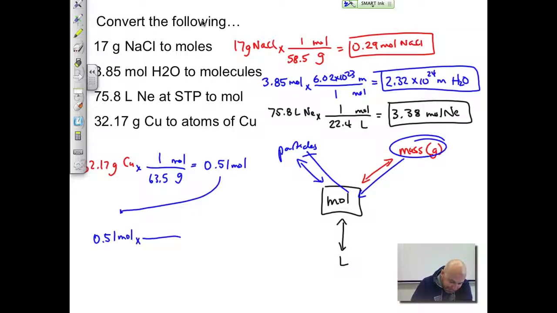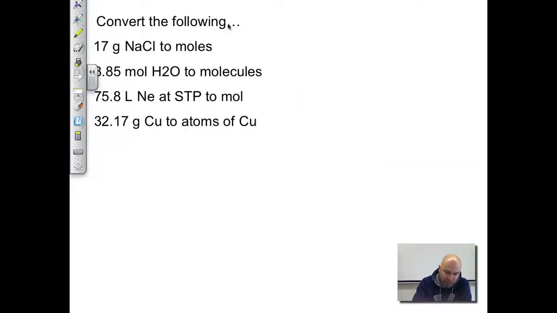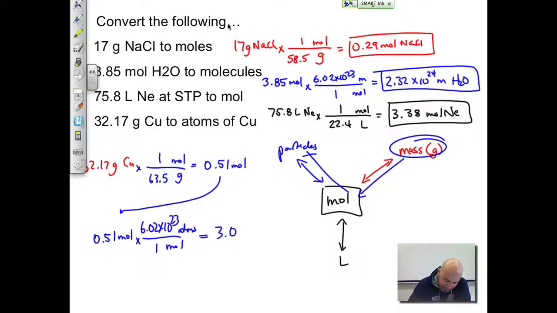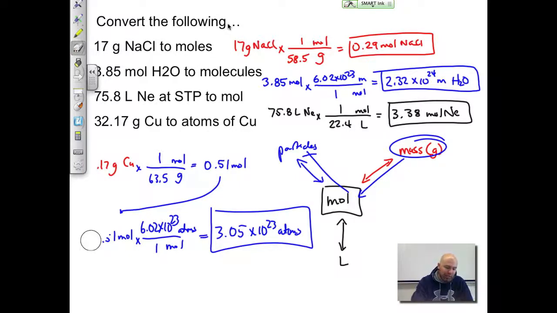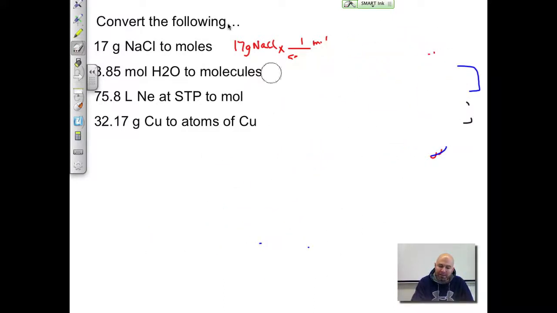And now X line, moles, atoms, 1, 6.02 times 10 to the 23rd. And I'll go ahead and pull up my calculator again. Times 6.02, straight to the E, 23, equals 3.05 times 10 to the 23rd. 3.05 times 10 to the 23rd atoms. Nice box around that one. So there's those conversions. I want to move right along here. I'm going to erase that and go to the next slide.